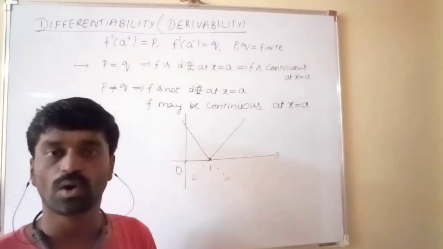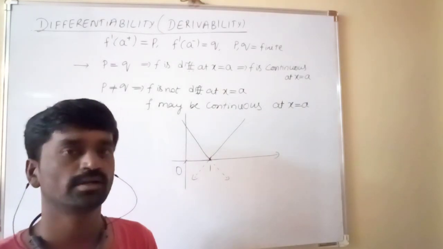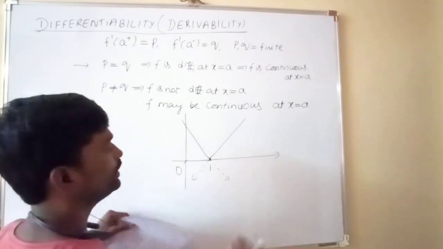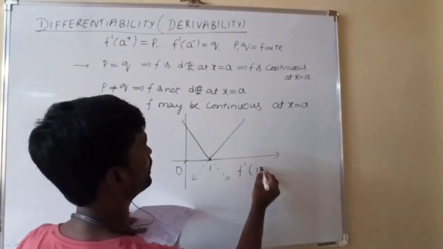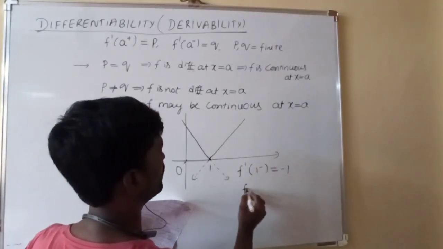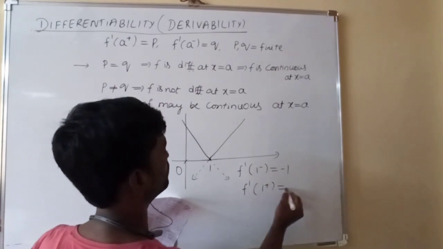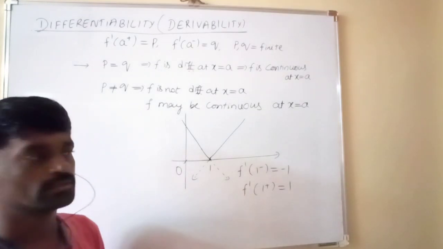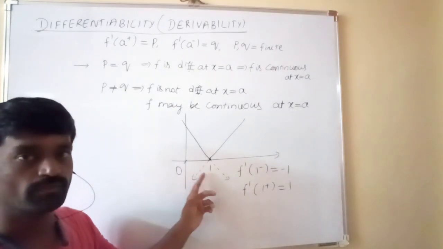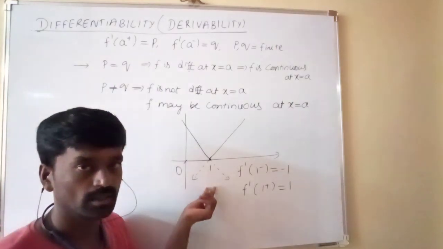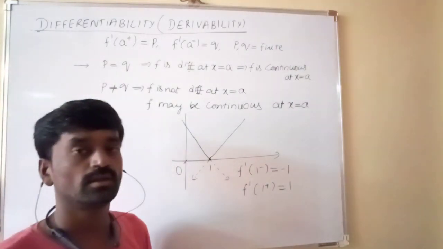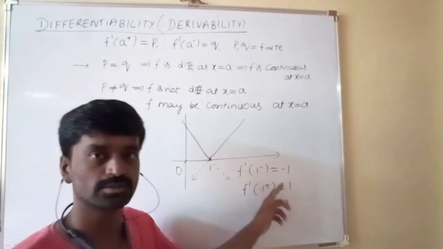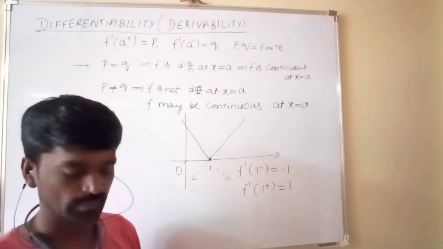But it is not required that both the left hand derivative and right hand derivative must be finite. In this case, if you find the left hand derivative, you will get minus 1. The right hand derivative at 1, you will get plus 1. So both are finite values, but they are not equal. But if f of x has a sharp edge at a particular point, say A, then at that point the left hand derivative and right hand derivative may be finite or infinite. It is not necessary that they must be finite only.